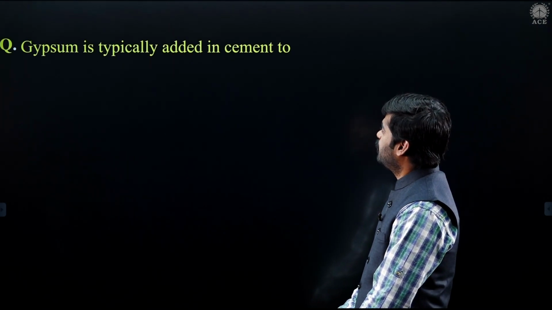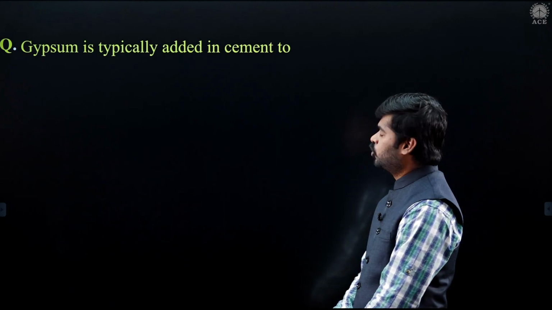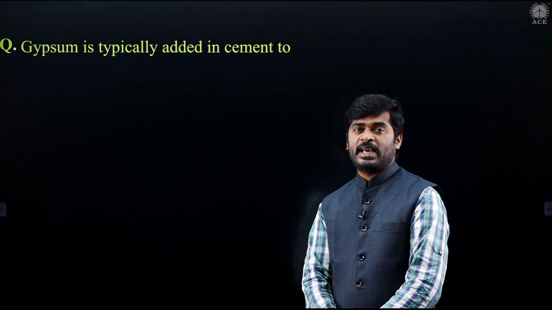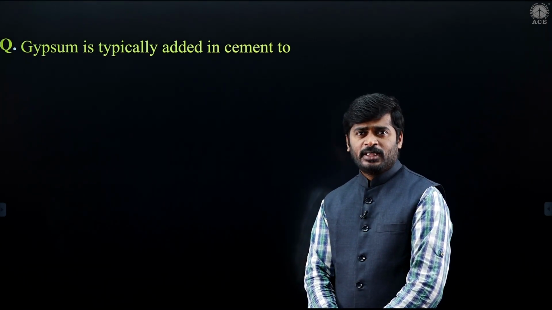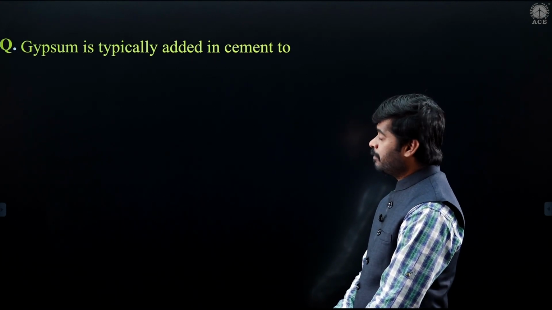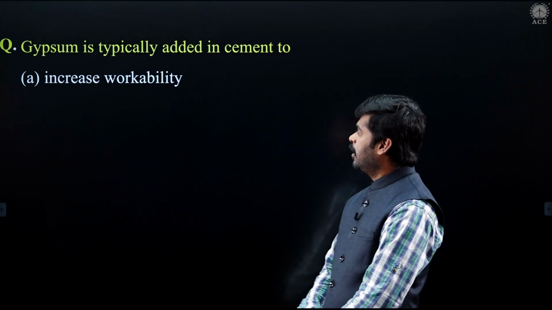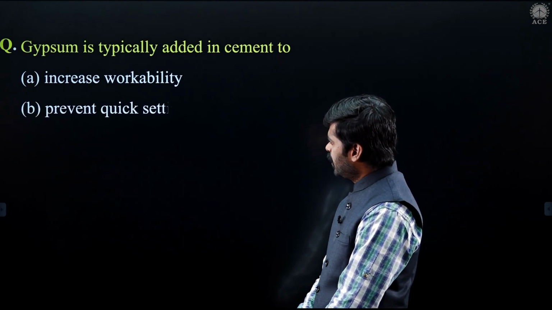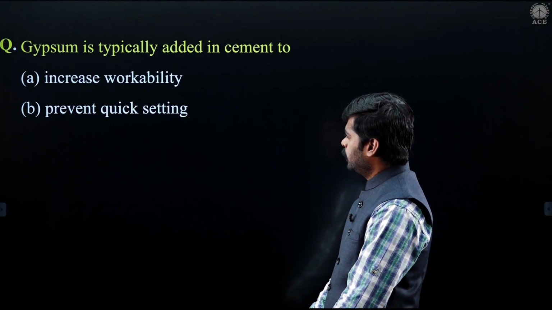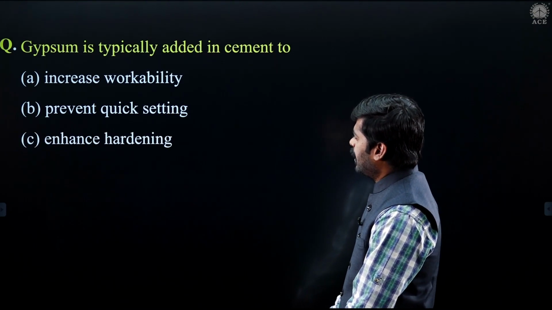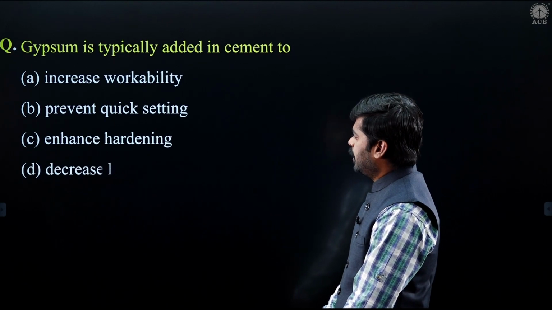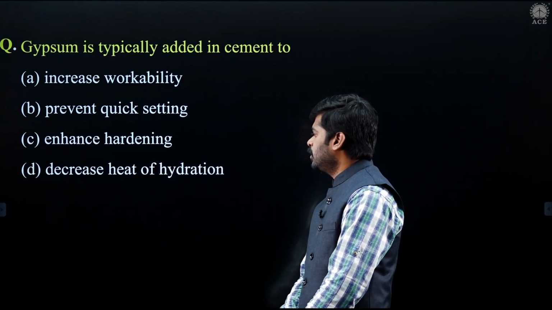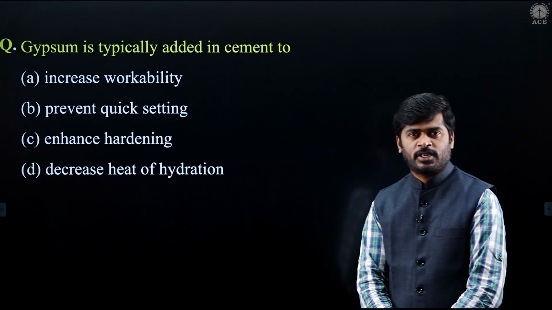Gypsum is typically added in cement too. Why gypsum is added to cement? See here options given, 4 options. Option A, increase workability. Option B, prevent quick setting. Option C, enhance hardening. Option D, decrease heat of hydration. These are the options given.